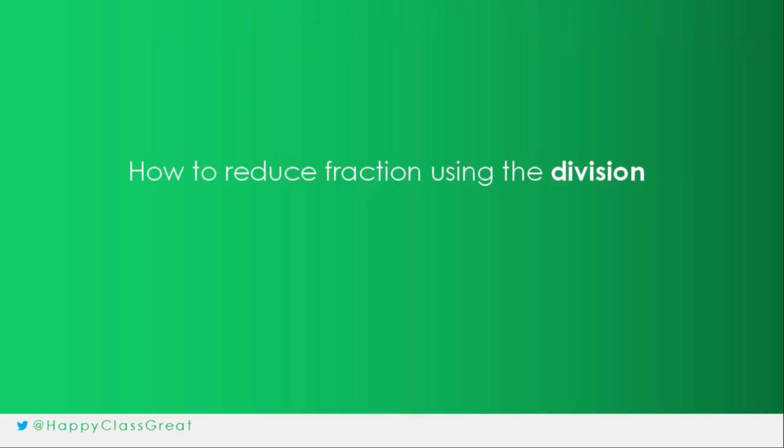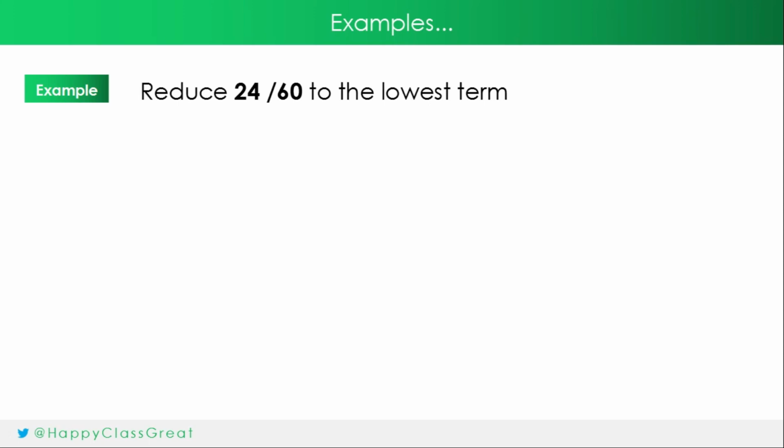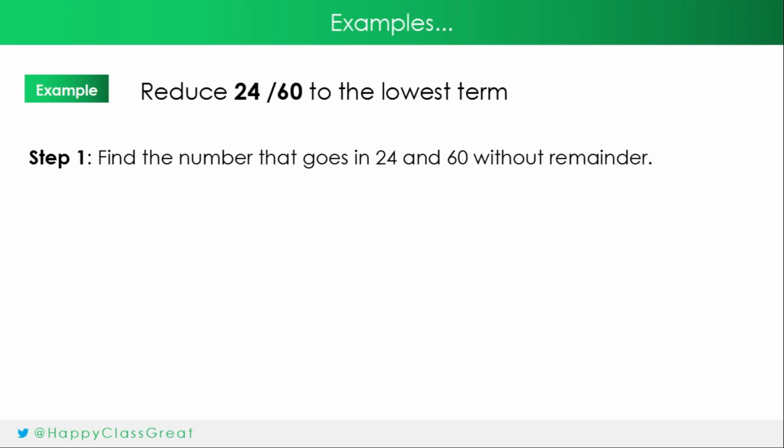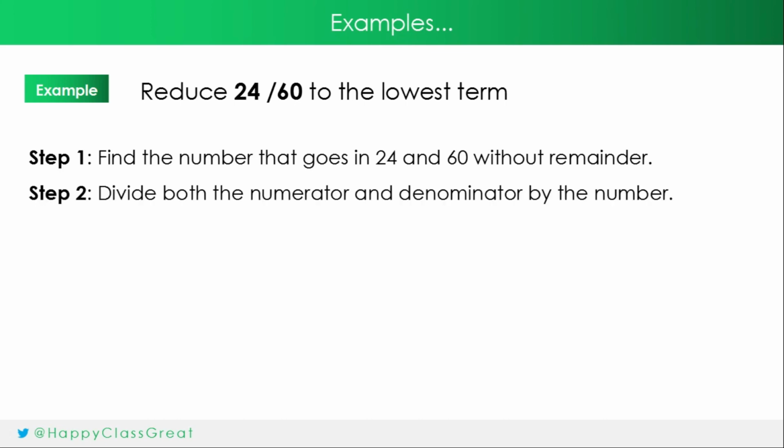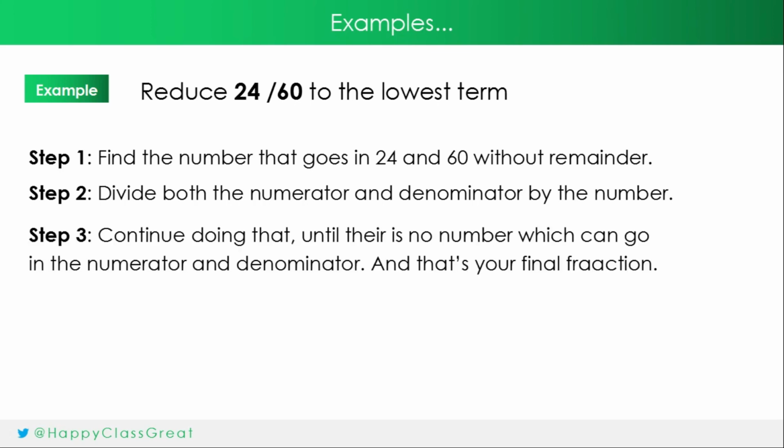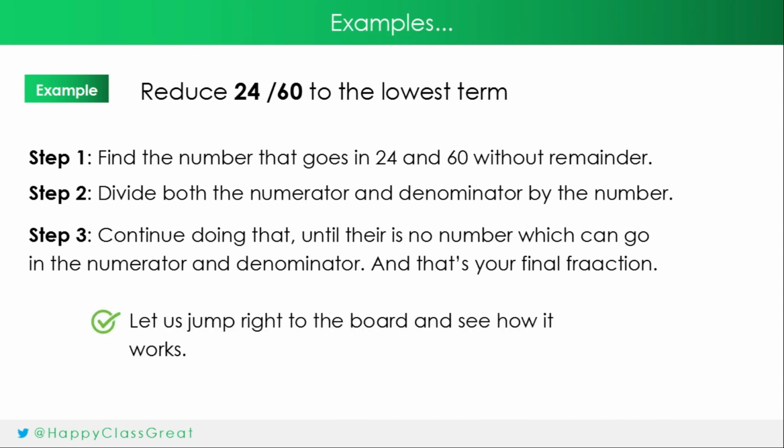So let's quickly see how we can reduce the fraction by using the division method. This is an example here. Let's reduce 24 over 60 to the lowest term. The first step is to find the number that goes into 24 and 60 without remainder. The second step is that you divide both the numerator and the denominator by the number, and the third step is that you continue doing that until there is no number which can go into the numerator and denominator, and that's your final answer. Now I will jump right to the board and show you how to reduce 24 over 60 to the lowest term.